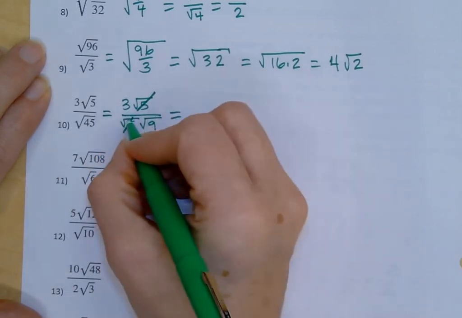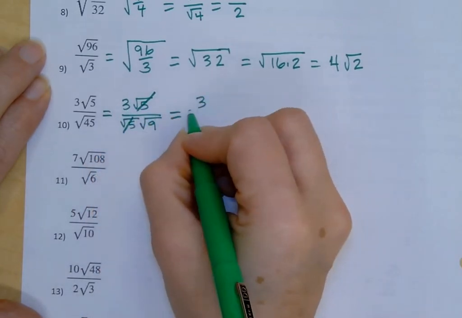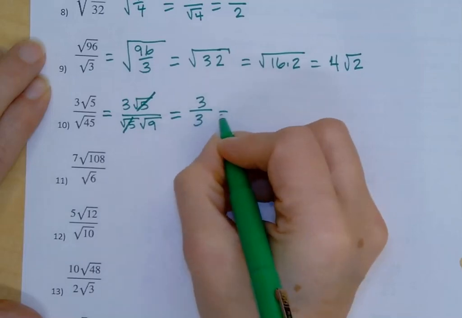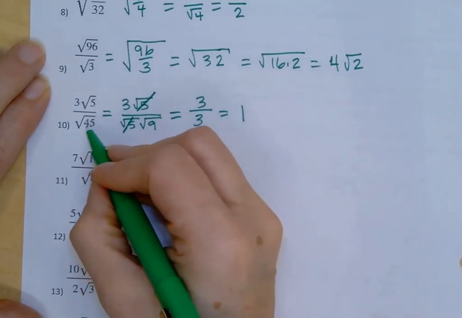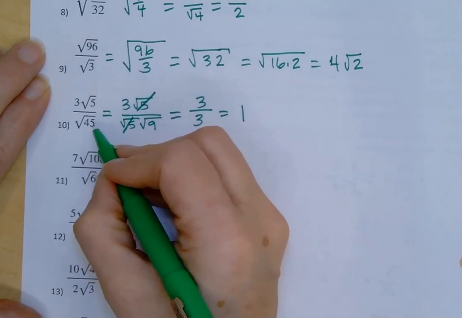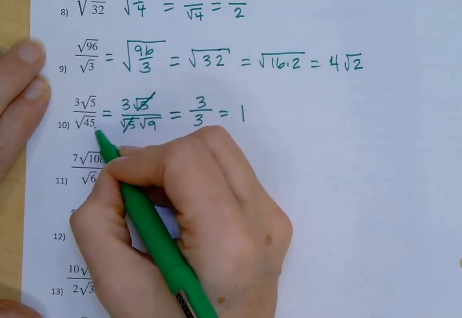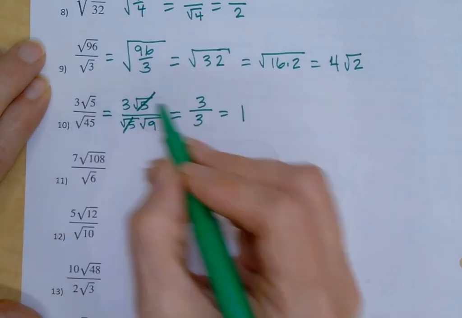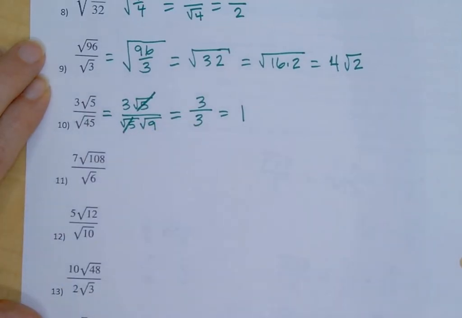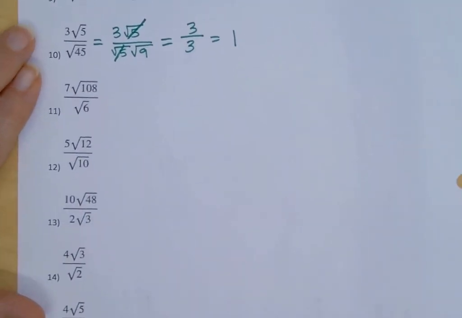Okay, so I now just have 3 over the square root of 9, which is 3 over 3, and I know 3 over 3 is 1. That's my final answer. Again, if you didn't break it up first, if you multiplied by the square root of 45 over the square root of 45, you can do that. The 3 would stay on the outside, and then you would simplify. You would just have bigger math to do.